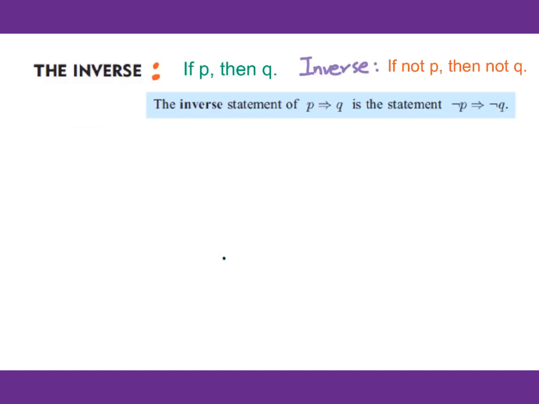Now let's talk about inverse. For if P then Q, the inverse will be if not P then not Q. So I can write down if not P then not Q. We can use a symbol. The inverse statement of P implies Q is the statement not P implies not Q.